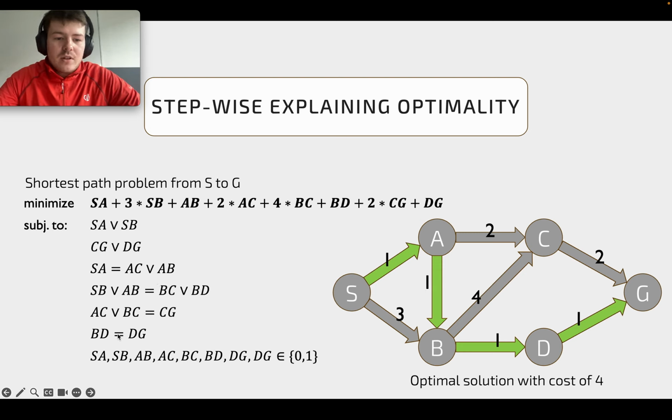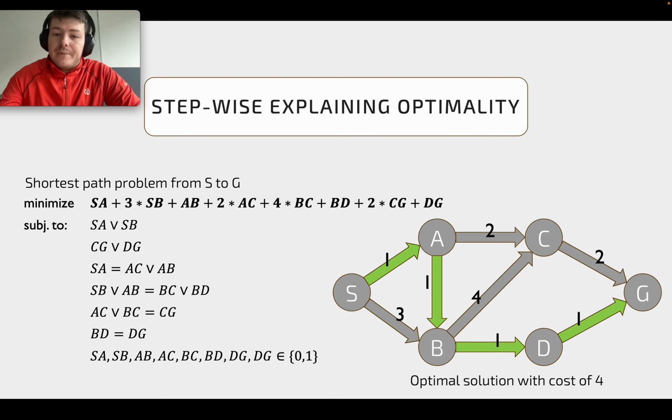Then these constraints are called flow preserving constraints, which basically means that if you enter a node, then you should also leave it, and vice versa. And of course, we have an objective function. In this case, we try to minimize the weight of the path that we found by using the weights of these edges. In this case, the optimal solution, or the optimal path, has a cost of 4.